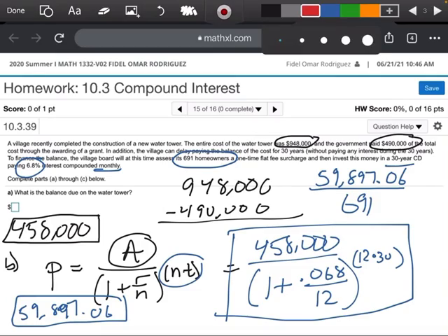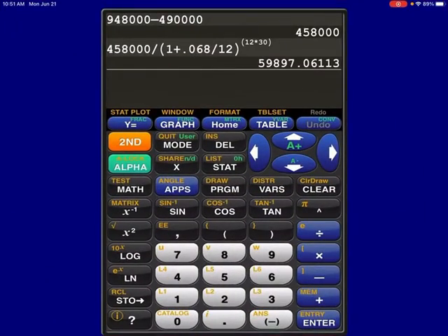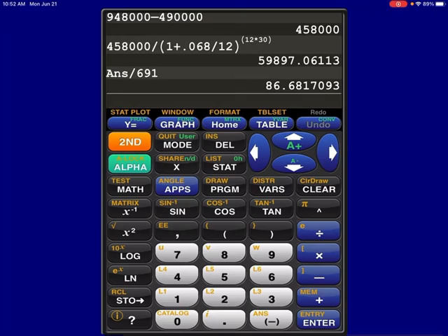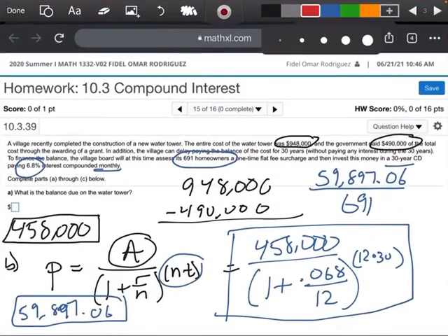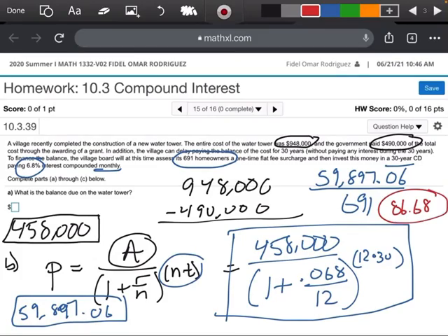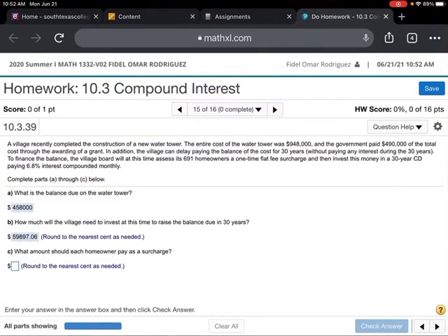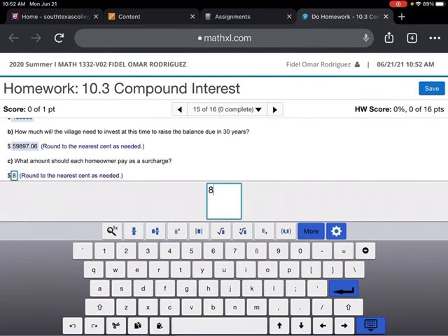So let me grab my calculator again. We can just divide that by 691. Enter. And everybody's going to have to pay $86.68. $86.68 is what we each have to pay. And so to show you I'm telling you the truth, I'm going to enter it in right here. $86.68. And there we go. Okay.